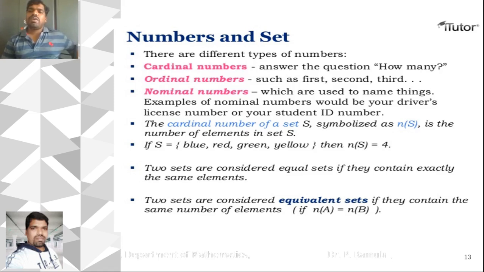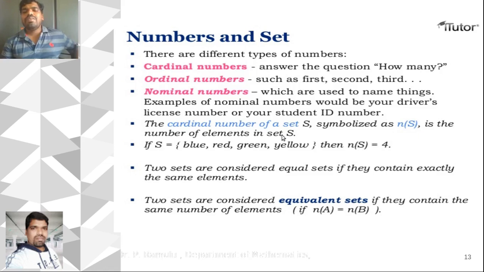So S is equal to {1, 2, 3, 4, 5}, the number of S is equal to 5. The cardinality of S is 5. Ordinal numbers are such as first, second, third. If S is equal to {1, 2, 3, 4}, we write first, second, third. Nominal numbers are used to name things. Examples of nominal numbers would be your driver's license number and your student ID number.